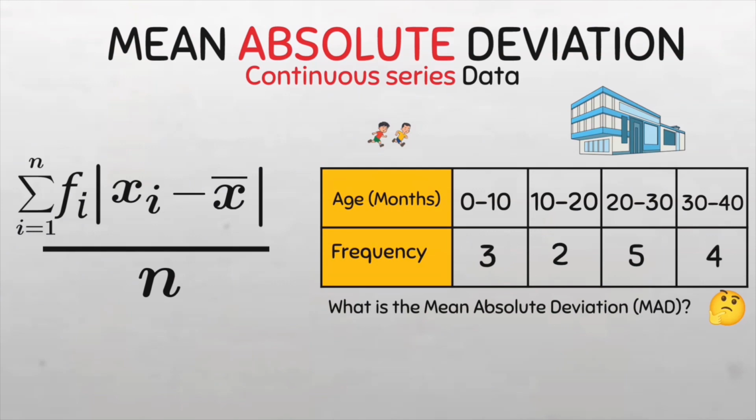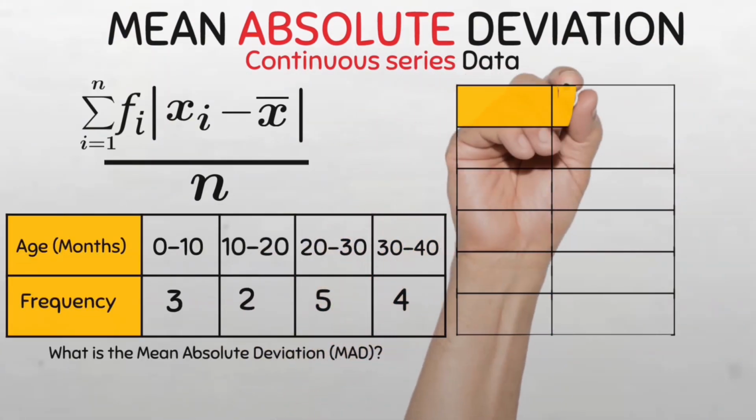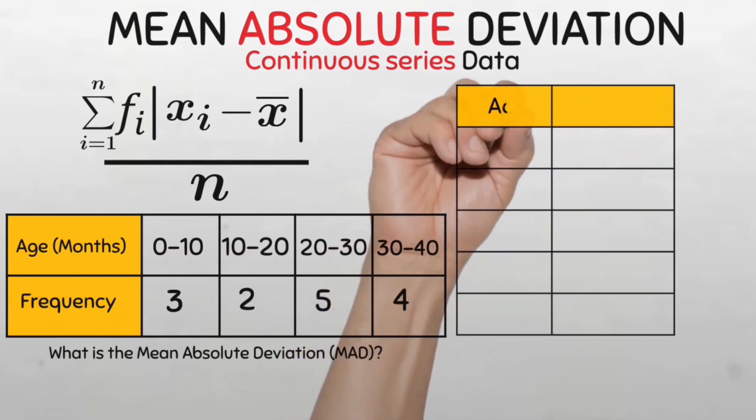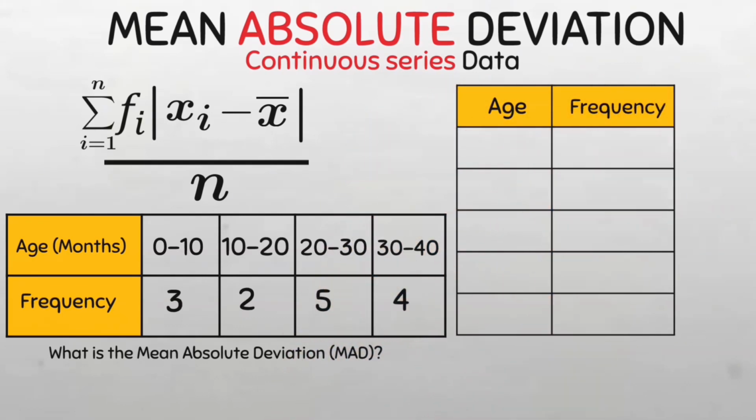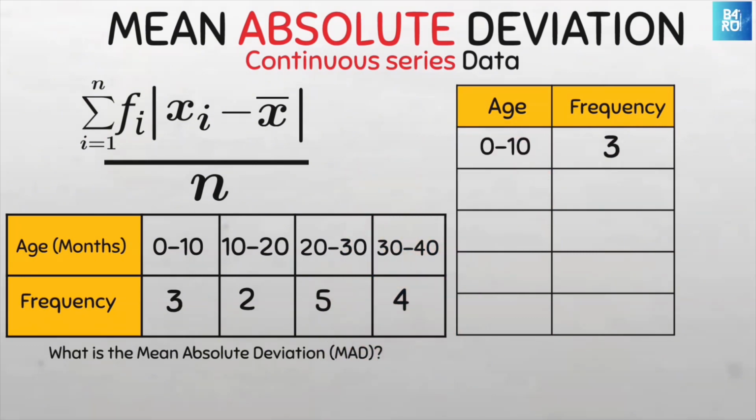To begin with, let us reorient the table to make it easier to compute the mean deviation. So we have the age here and then the frequency. And then we had 3 children who were aged between 0 to 9.9 months. Now remember, this is an exclusive class interval. So the upper limit of 10 months is excluded from this group.